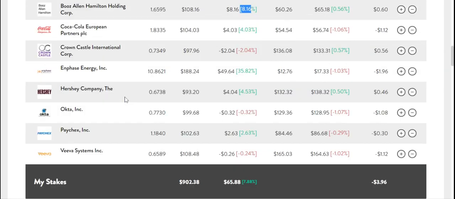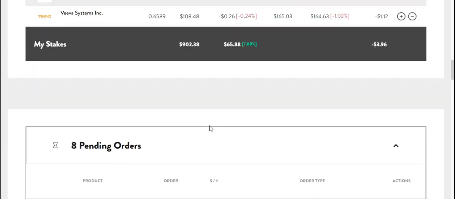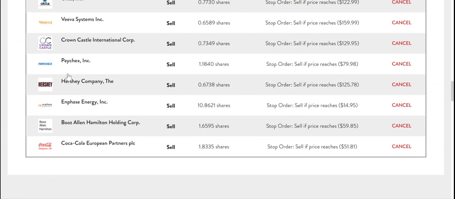And so if I go up here and look at Booz Allen, I can see that I bought on average for $60.26 and it's now 65. But just remember that Booz Allen is $60.26. If I scroll down, I should see that here. And so I can scroll down, I can see Booz Allen, and $60.26 is what I bought it for. And you can see that I've got a sell. If the price reaches $59.85, I sell that stock. So if it goes down below, roughly 5% below my buy price, then I get out of that particular stock.